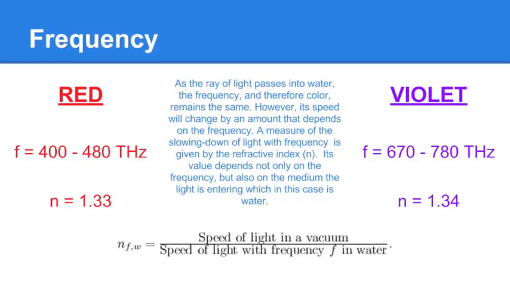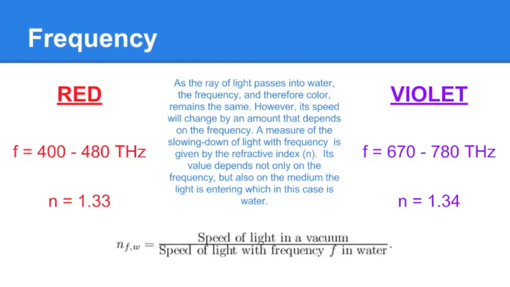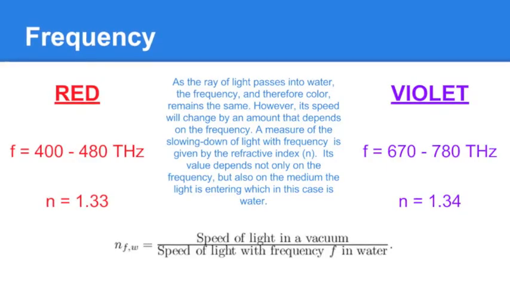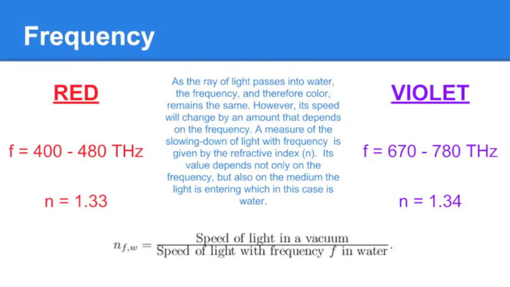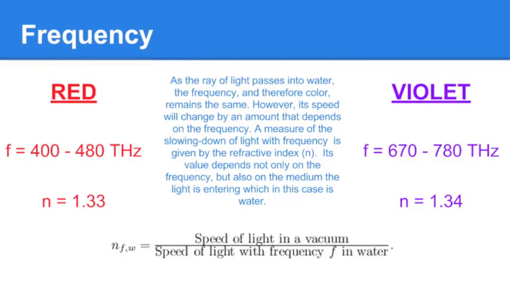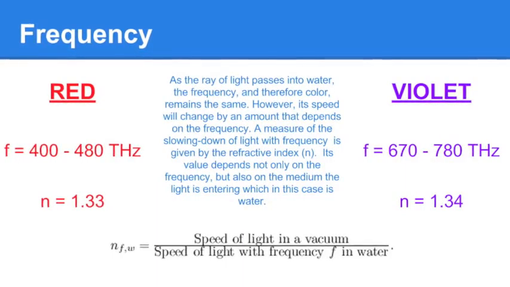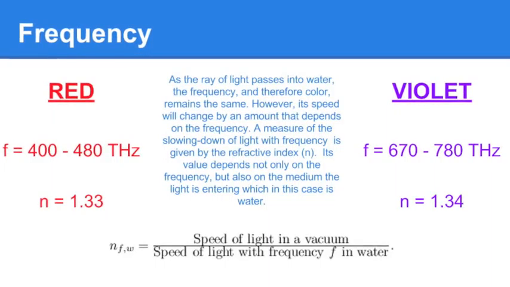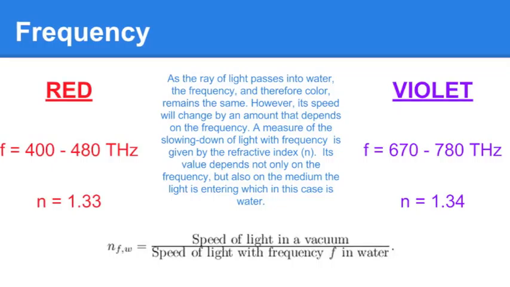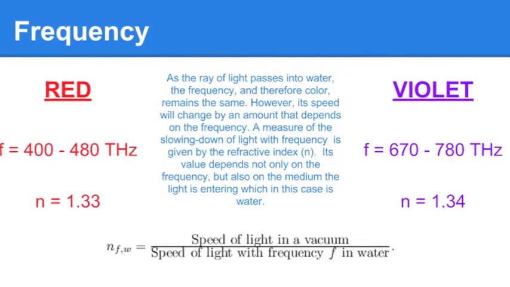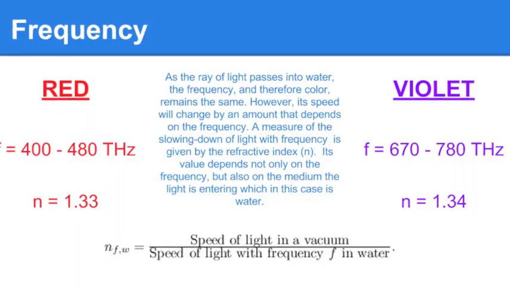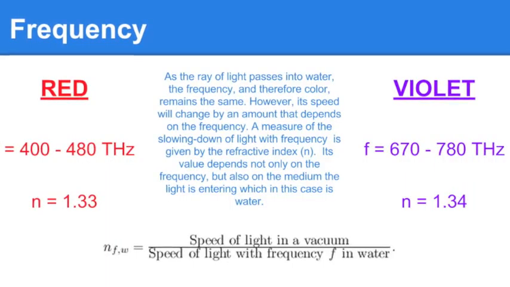As the ray of light passes into water, the frequency and therefore color remains the same. However, its speed will change by an amount that depends on the frequency. A measure of the slowing down of light with frequency is given by the refractive index. Its value depends not only on the frequency, but also on the medium the light is entering, which in this case is water. Although the refractive index between red and violet is only a 0.01 difference compared to their differences in frequency, it is enough to split the sunlight into different colors of the rainbow.